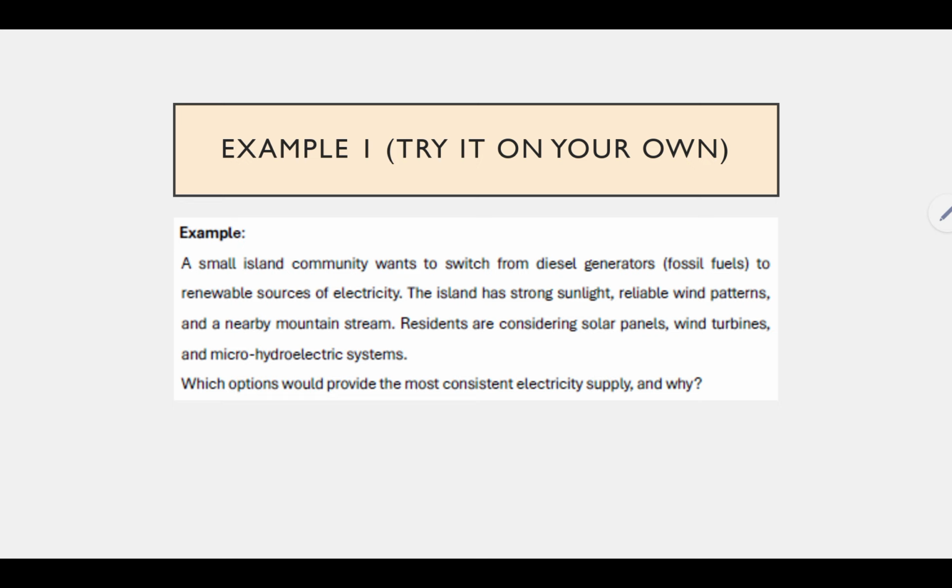Here's an example. Pause the video, try it on your own, and then unpause to check your answer. A small island community wants to switch from diesel generators, which are fossil fuels, to renewable sources of electricity. The island has strong sunlight, reliable wind patterns, and a nearby mountain stream. Residents are considering those options. Which option would provide the most consistent electricity supply and why?